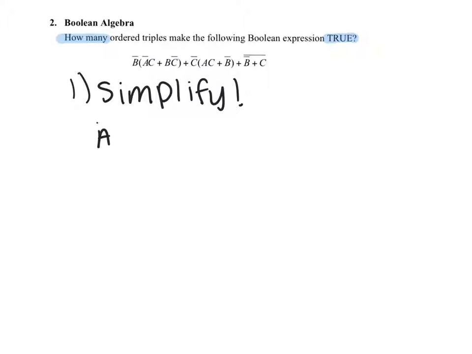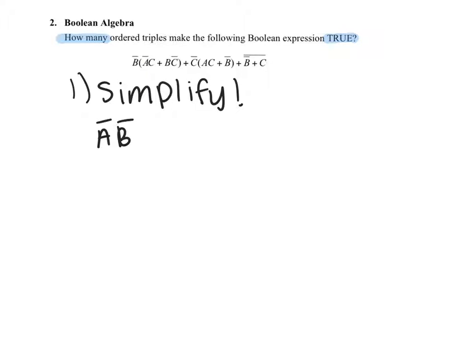Alright, now we're going to do the second problem from the 2014-2015 quiz using Boolean algebra. The first thing to note is we're looking for how many ordered triplets make the Boolean expression true. So the first thing we're going to do, as always, is simplify our expression. This will help you get rid of unnecessary terms so you're not doing extra work.